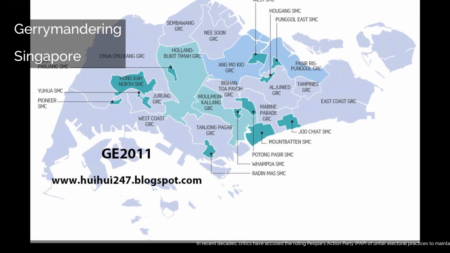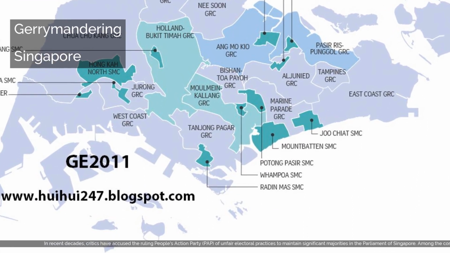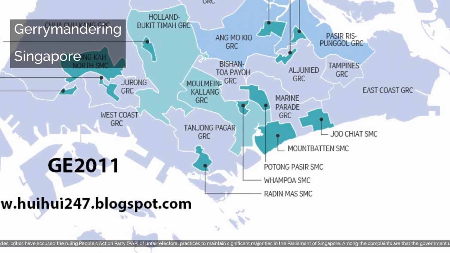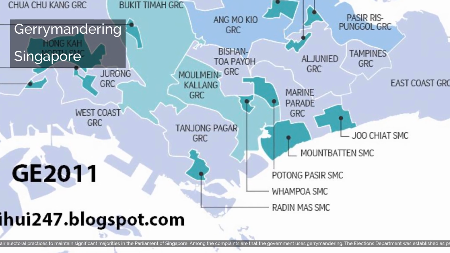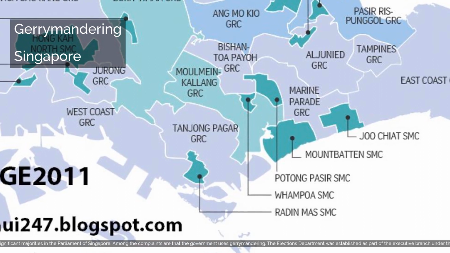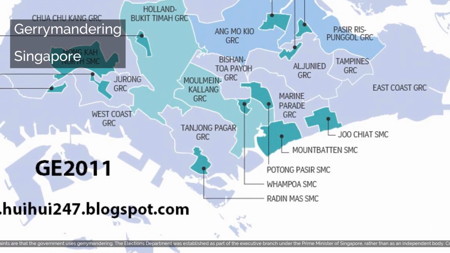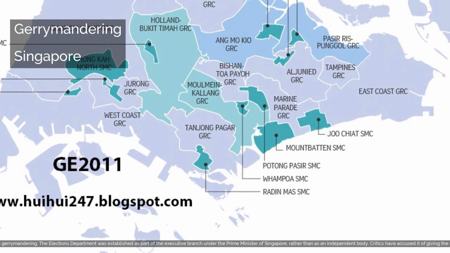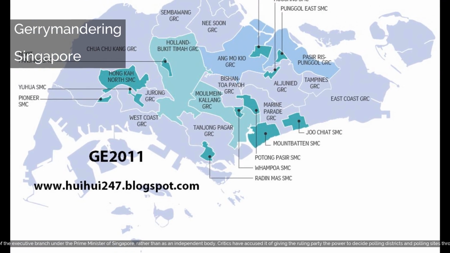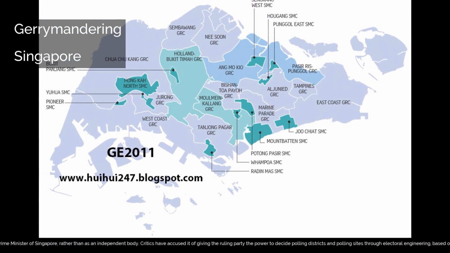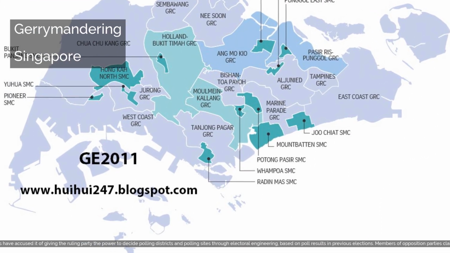In recent decades, critics have accused the ruling People's Action Party, PAP, of unfair electoral practices to maintain significant majorities in the Parliament of Singapore. Among the complaints are that the government uses gerrymandering. The Elections Department was established as part of the executive branch under the Prime Minister of Singapore, rather than as an independent body. Critics have accused it of giving the ruling party the power to decide polling districts and polling sites through electoral engineering, based on poll results in previous elections.